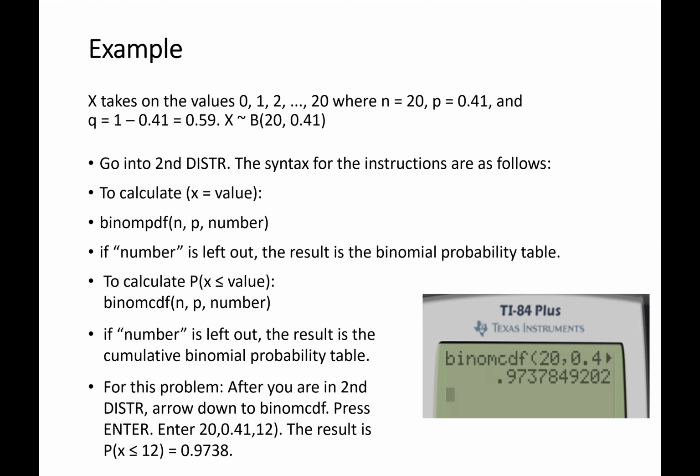If you're interested in finding the probability that your random variable takes on a value less than or equal to some number, then you're going to use the binom CDF. And again, the first number is the number of trials. The second number is the probability of a success. And the third value is the number that your random variable takes on. Again, if the number is left out, then it creates a table for you.